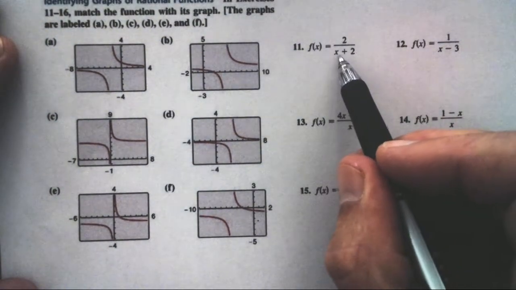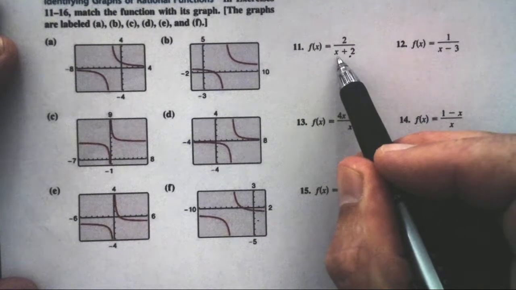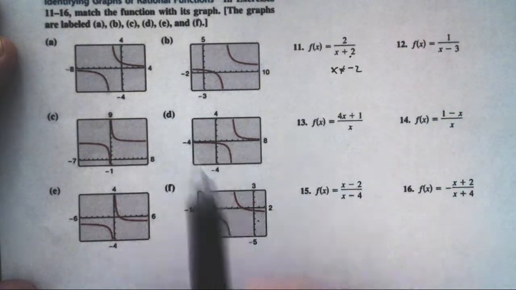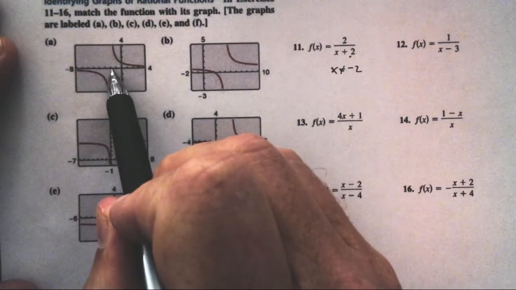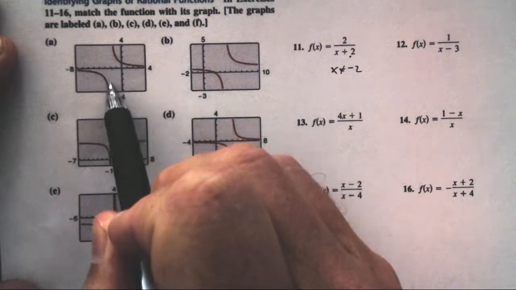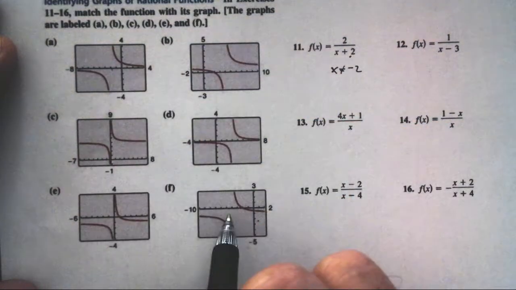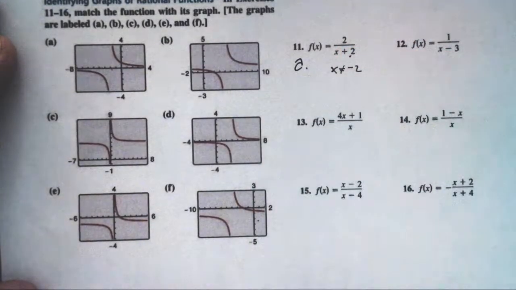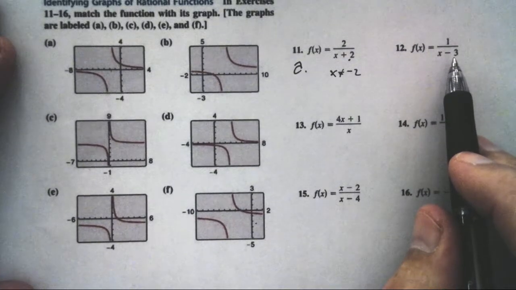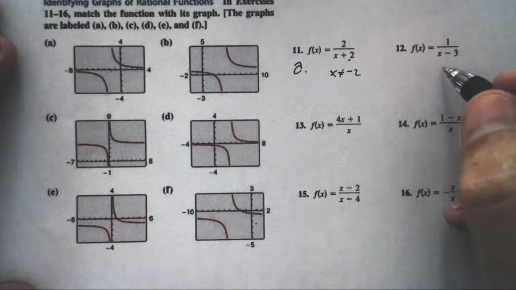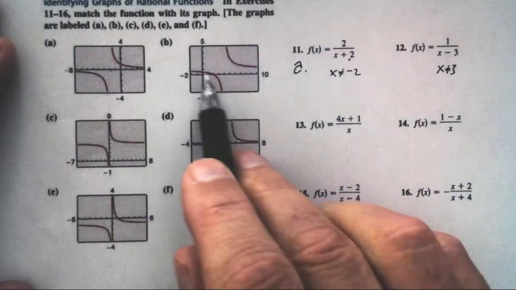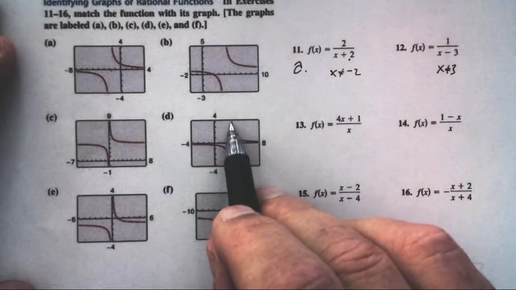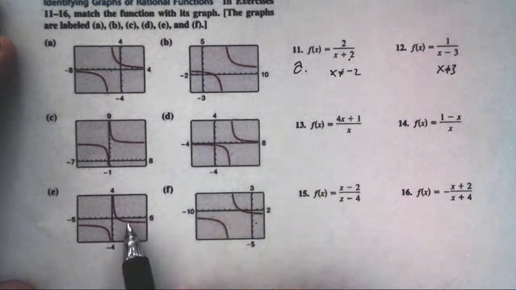For instance, number 11, x plus 2 is 0 when x is negative 2, so we recognize x may not be negative 2. And we take a look. Here's a graph that seems to have an issue at negative 2, perhaps a vertical asymptote. And no other graph has that issue. So 11 must be A. Number 12, here we have a vertical asymptote when x is 3 because x may not be 3. And we look around: 1, 2, 3. Nope, 3 exists here. Oh, it looks like 3 here might be a vertical asymptote, and that's the only one.